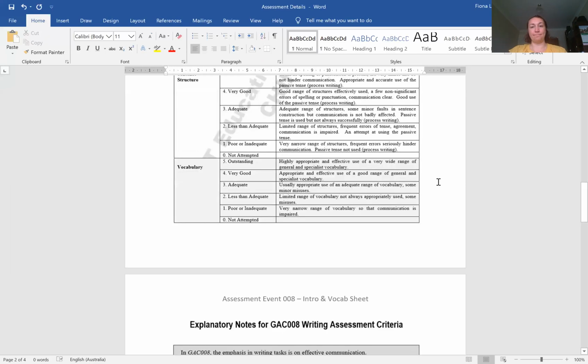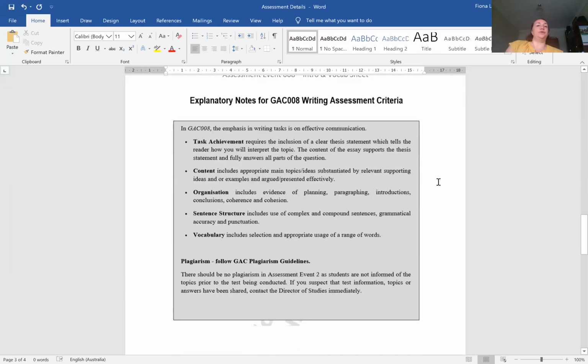So these are just some little notes that the teachers give, but I just wanted to give it to you so you understand exactly what it's talking about, or exactly how I'm going to be marking you. So task achievement requires the inclusion of a clear thesis statement which tells the reader how you're going to interpret the topic. A clear thesis statement might be, for instance, if you're talking about global warming, that it is an issue that needs to be considered, analysed, and a resolution put. So I know, okay, this is what we're going to look at from this perspective.